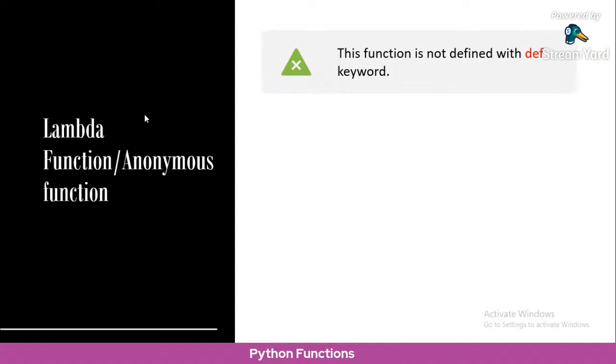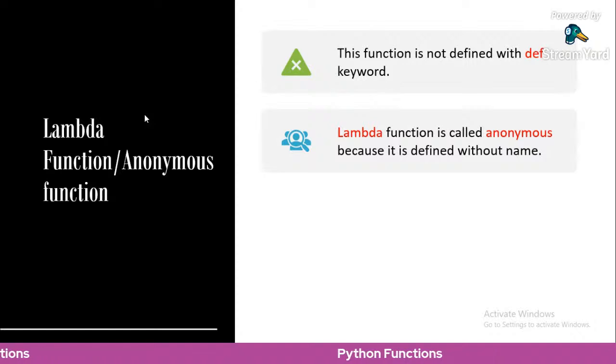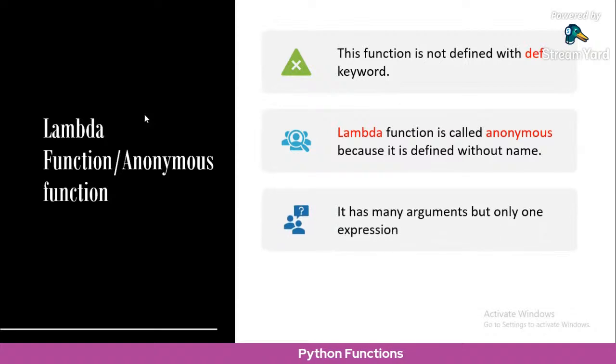Listen carefully. This function is not defined with the def keyword. Now, how can you define the lambda function? A lambda function is called anonymous because it is defined without a name. So you have to write the lambda keyword, and here without any name this function will be written. Hence it is called an anonymous function.